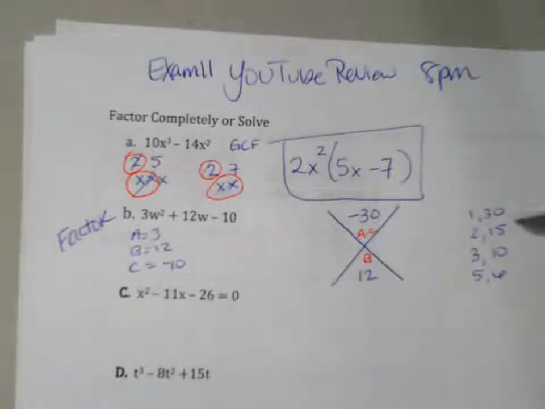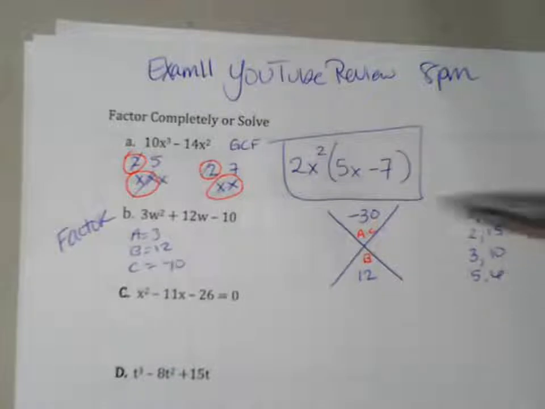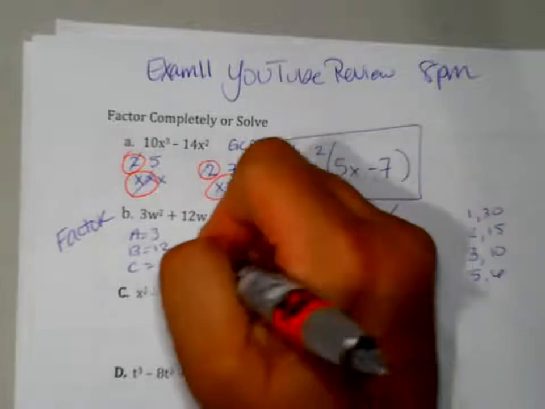Let me just check it again, make sure I didn't forget anything. 1 and 30, 2 and 15, 3 and 10, 4 doesn't work, 5 and 6 are factors of 30, 7, 8, 9, 10, back there at 10. And so, no, I'm good. So this guy right here is going to be prime.